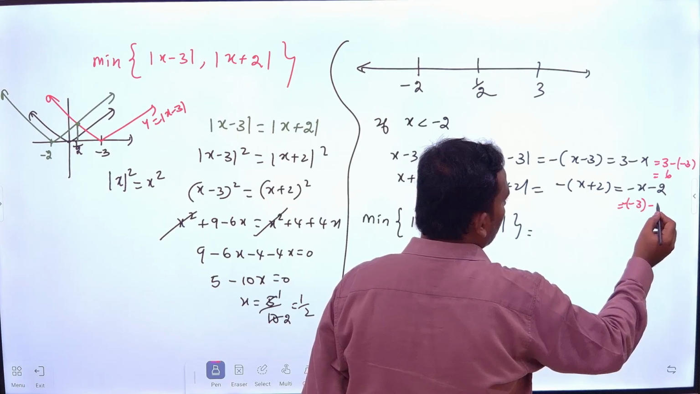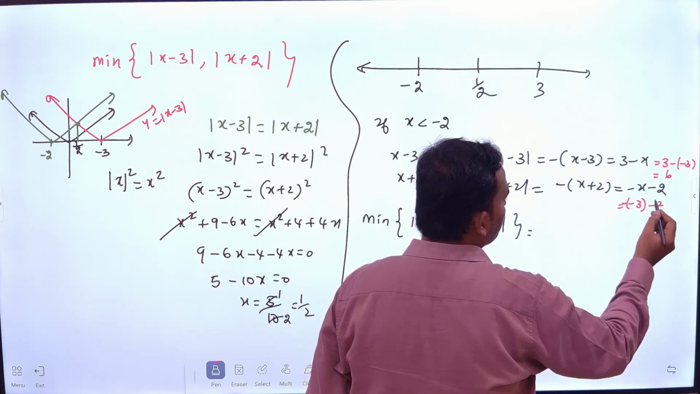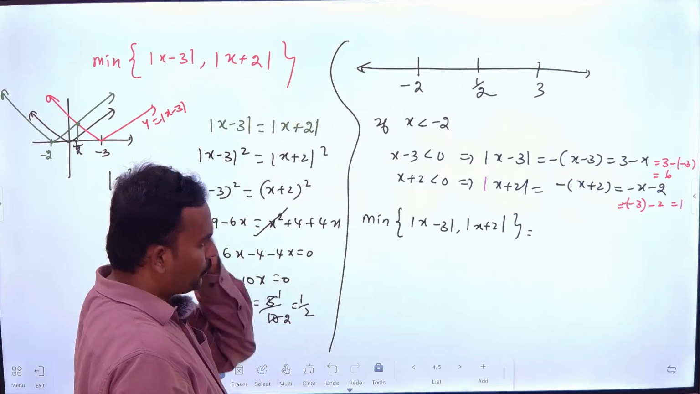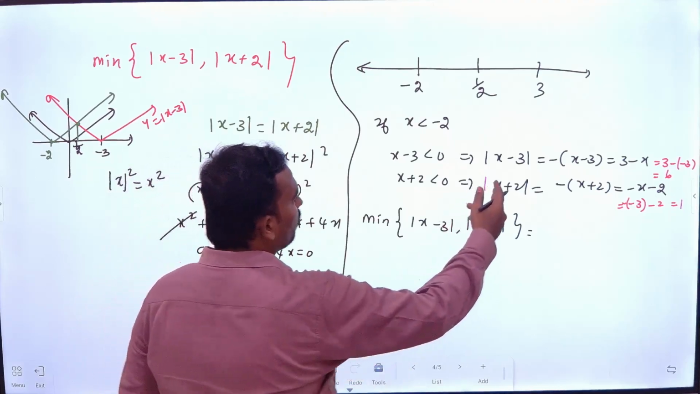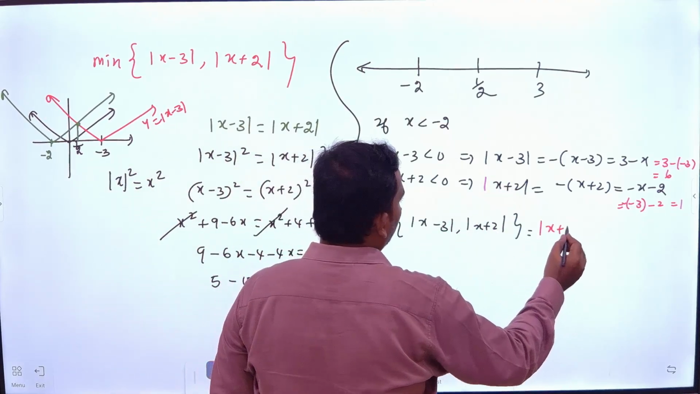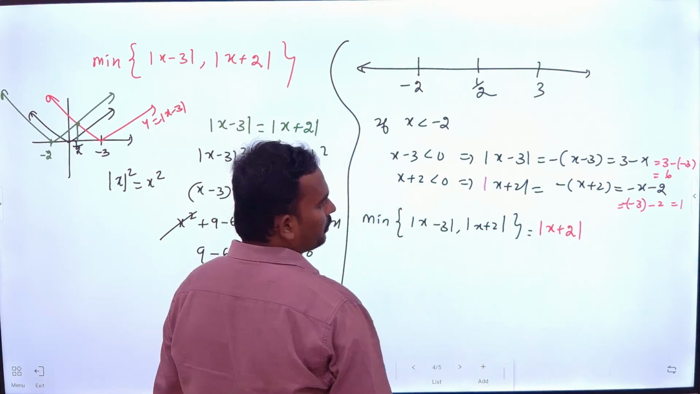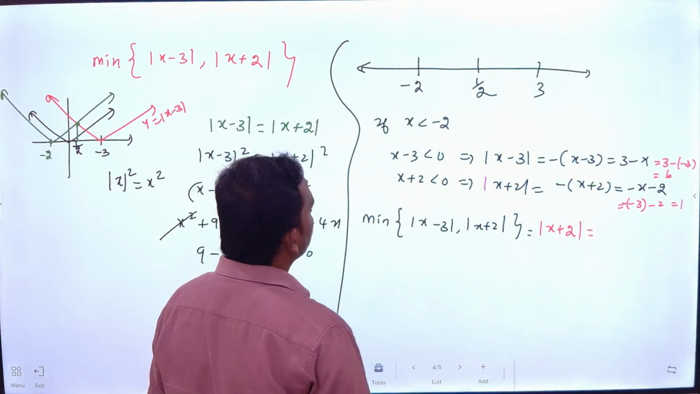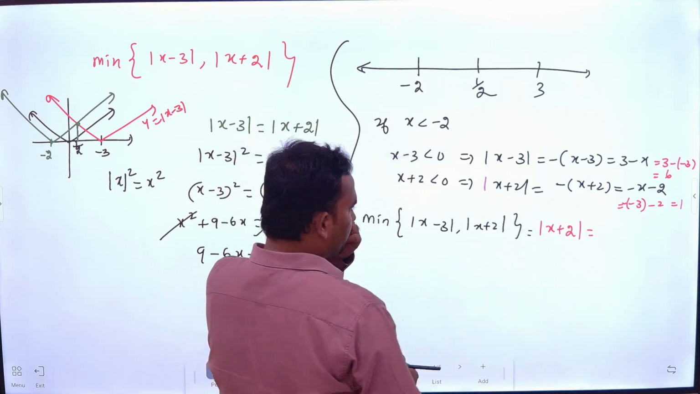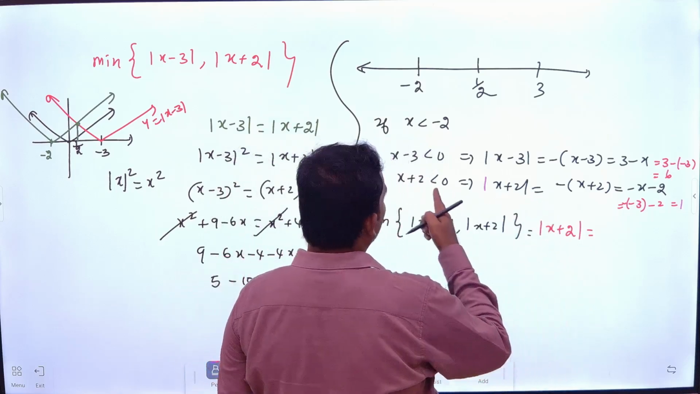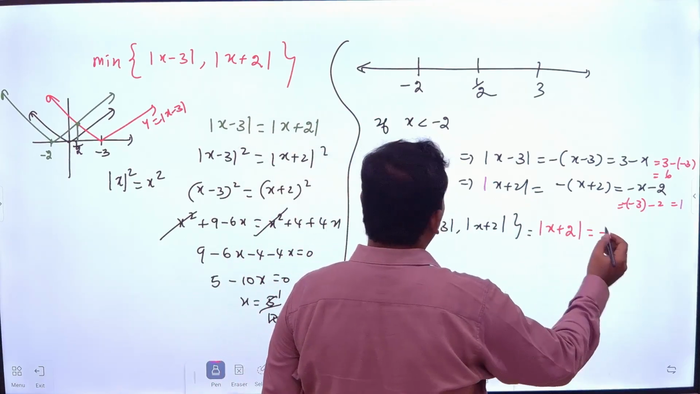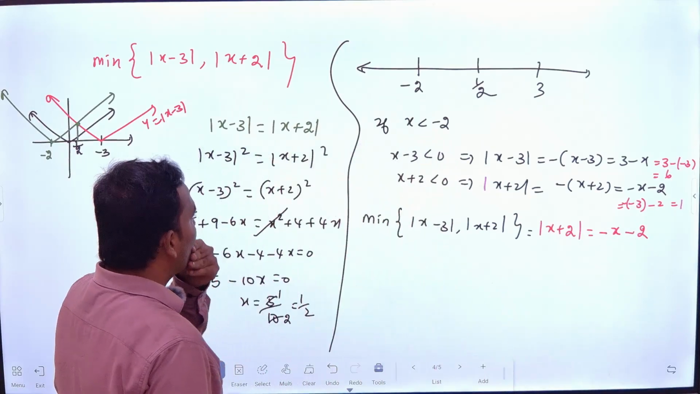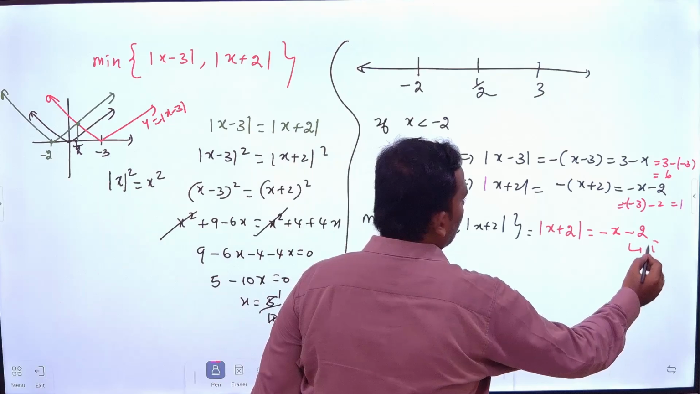minus of minus 3 minus 2, that is 3 minus 2, it is 1, right? So 3 minus 2, it's 1. The minimum will be mod x plus 2. Understood? So therefore, not only minus 3, you take any number less than minus 2, the minimum will be mod x plus 2. So here mod x plus 2 is negative, therefore you can redefine this as minus x minus 2. Okay, this is the first one.